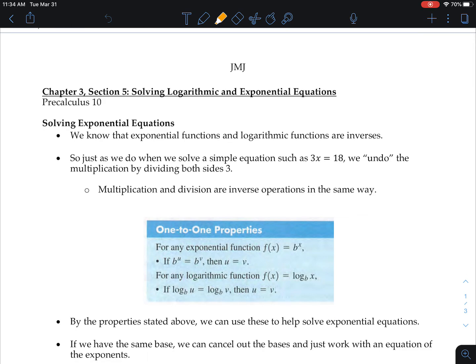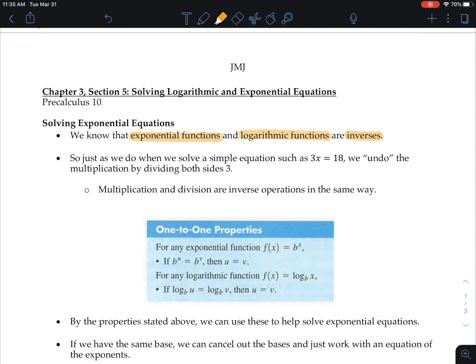Exponential functions and logarithmic functions are inverses. We know that exponential and logarithmic functions are inverses because when we saw a number raised to the log where that base matched that number, they canceled out. So that's how we know that they're inverses.